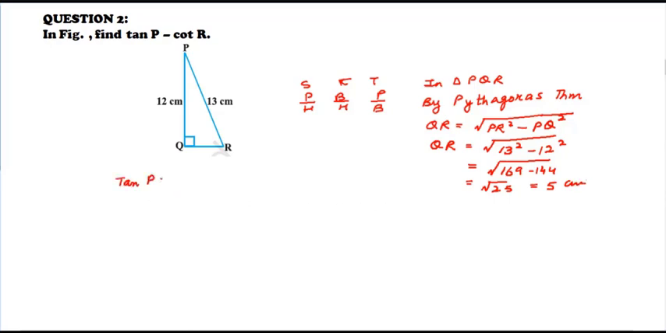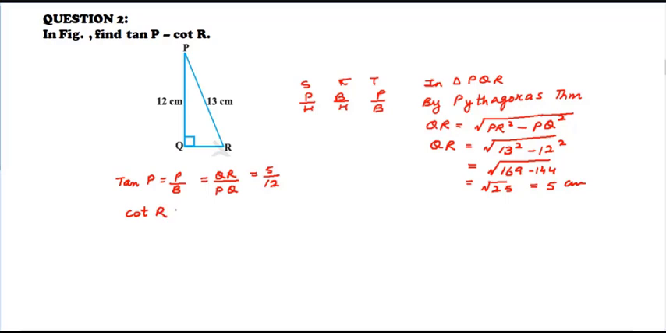Now we will find out tangent P. Tangent P is equal to perpendicular upon base, and perpendicular here is QR and base is PQ. So value of QR is 5, value of PQ is 12. So answer is 5 by 12.